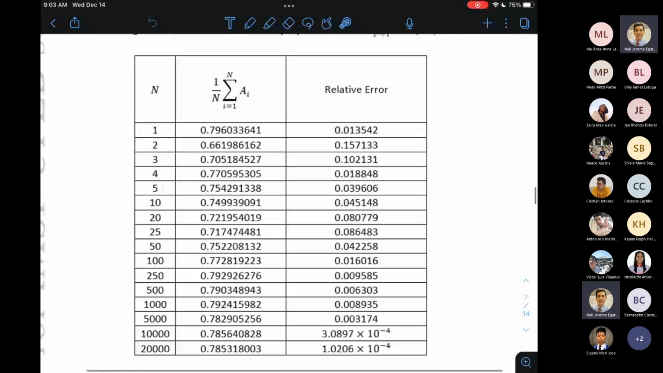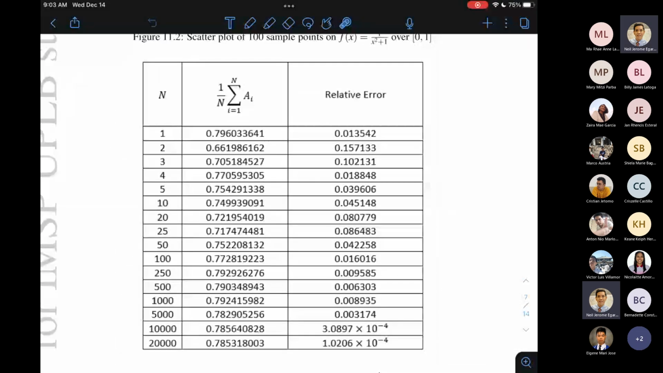Yung ginawa ko, so A sub i ay yung area ng bawat rectangle. Isang rectangle lang yun, no? So area ng bawat isang rectangle na nakadepende doon sa iyong mga random numbers na napili. Tapos in-average ko lang, kaya may multiplier dyan ng 1 over n. Pag isang point lang yung ginamit mo, x sub 1 lang, at 1% yung error.